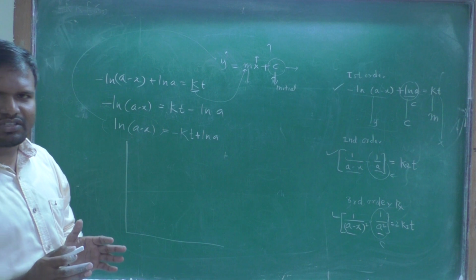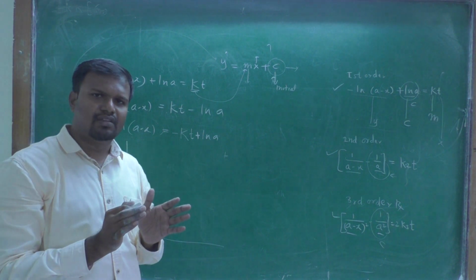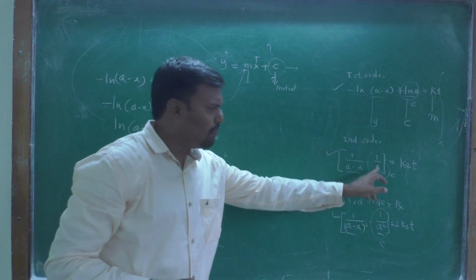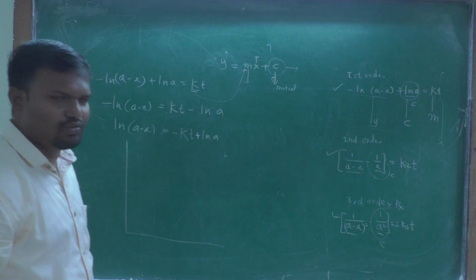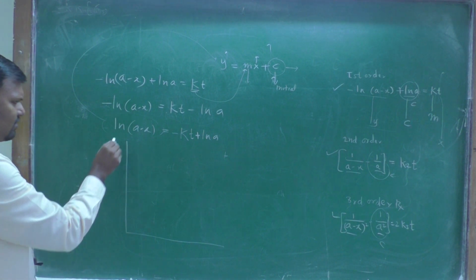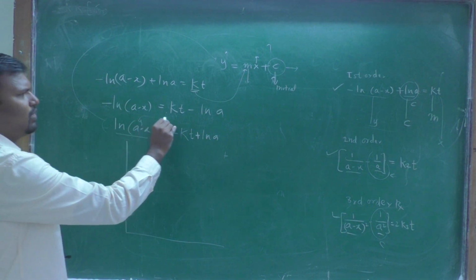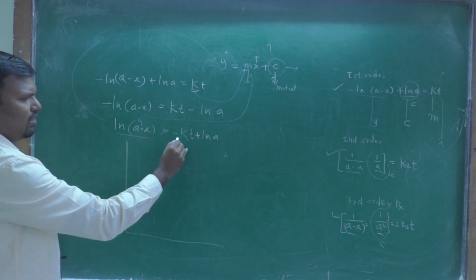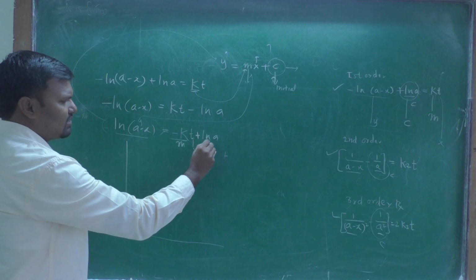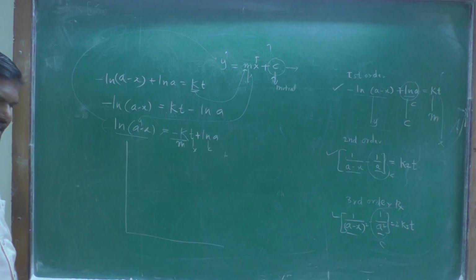Your initial concentration is the A term. Consider any value of A term: first, ln A; second, 1 upon A; third, 1 upon A square. Remember that. Then this is your Y. When you compare this with this equation, this is your Y, minus K is your slope, T is your X, and this is your C, ln A.